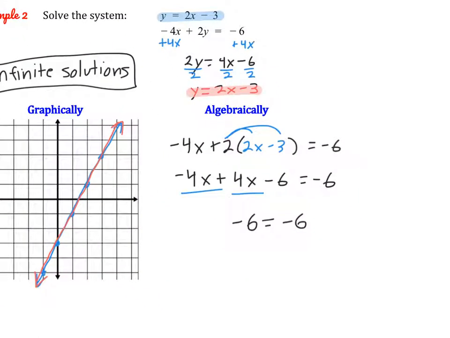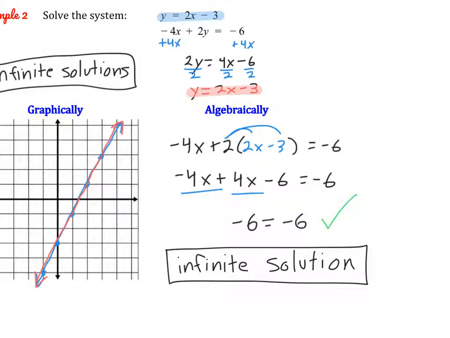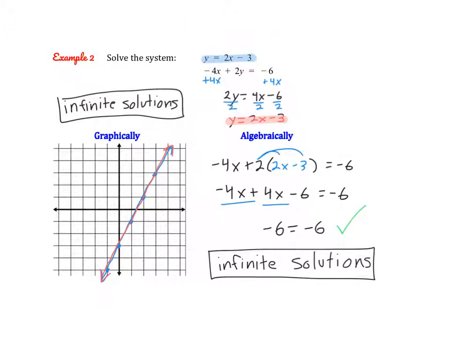So when your variable disappears, remember, you look at the statement you have left. And if it makes sense, like in this case, it does. Negative 6 is equal to negative 6. That means that we have infinite solutions. So in contrast, our last problem, we had something that didn't make sense, which means you get no solutions. But if you have an equation that is true, like negative 6 is equal to negative 6, that means infinite solutions. So whether you solve this algebraically or graphically, you will come to the same conclusion. So whatever method you prefer is what you should stick with.